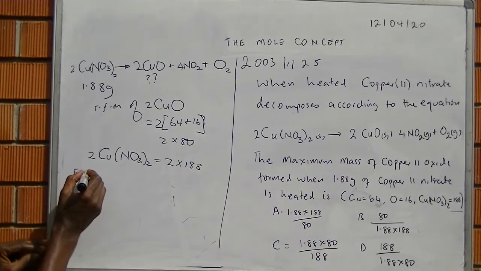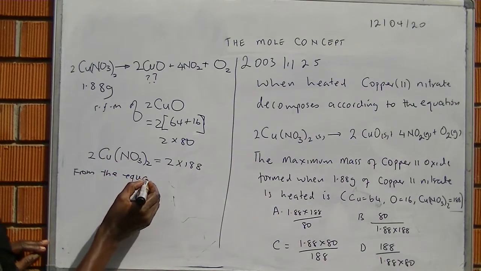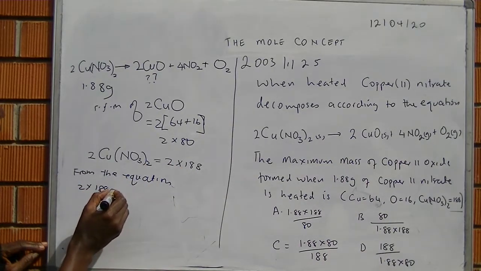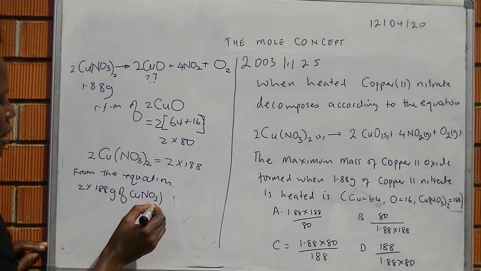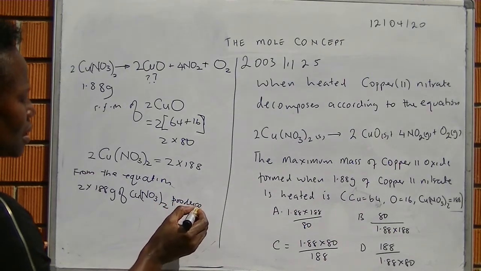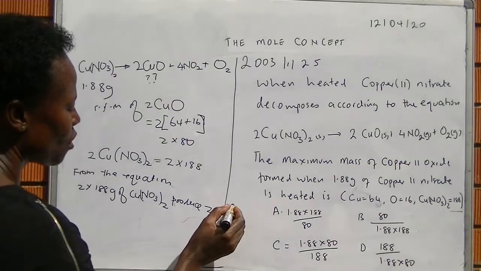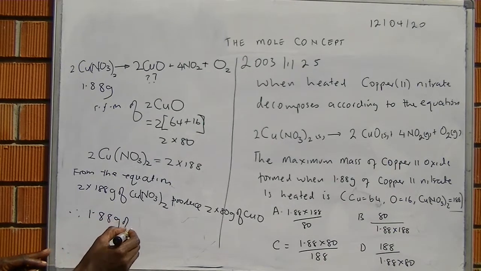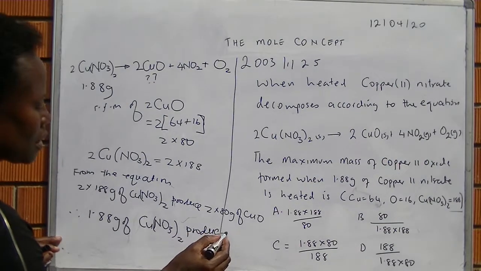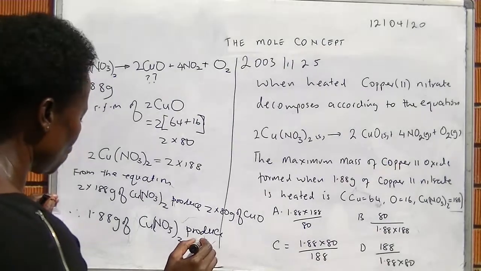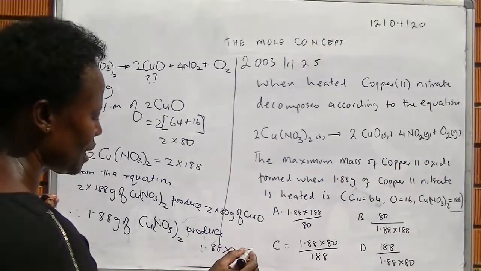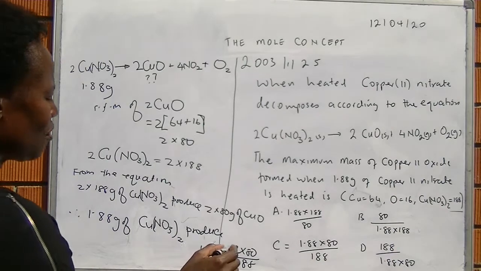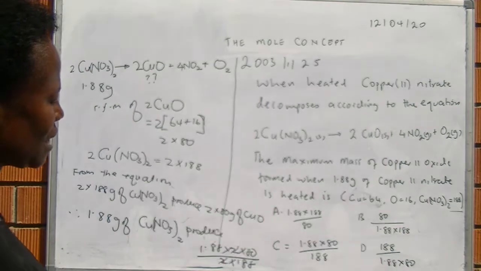So from the equation, what have we obtained from the equation? We have obtained 2 times 188 grams of copper nitrate producing 2 times 80 grams of copper oxide. Therefore, 1.88 grams of copper nitrate will produce, we cross multiply, which is 1.88 times 2 times 80 over 2 times 188. When we look at our answer, we don't have a 2, so we can reduce by 2 and remain with our answer as C.